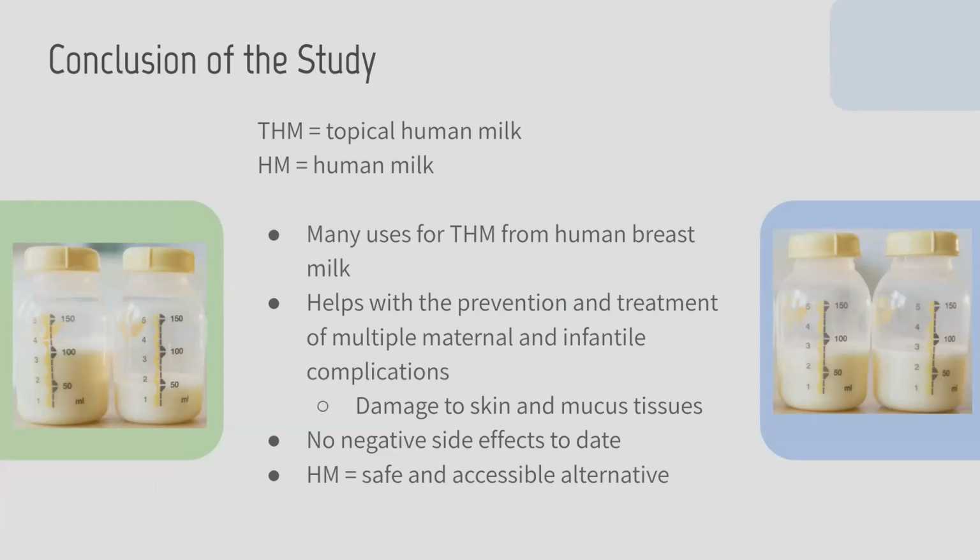So just to start with, some abbreviations that are used are THM, which stands for topical human milk, and HM, which just stands for human milk. In the article that we used, it went over the many uses for THM. It also went over how THM helps with the prevention and treatment of multiple maternal and infantile complications. And these complications can be ones that have to do with the skin and mucous tissues. These can include lesions and also issues such as conjunctivitis.